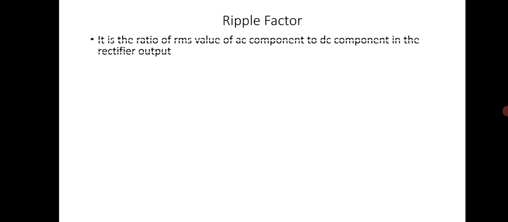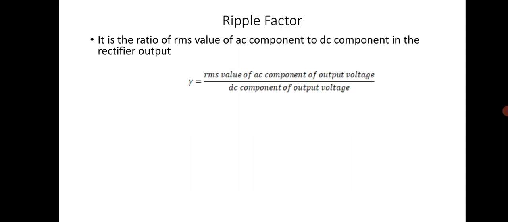Let us see about ripple factor. So what is ripple factor? It is the ratio of the RMS value of the AC component to the DC component in the rectifier output. So if you take the ratio of the RMS value of the AC component to the DC component, then we call it the ripple factor of the given rectifier.